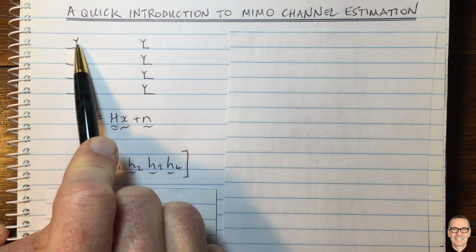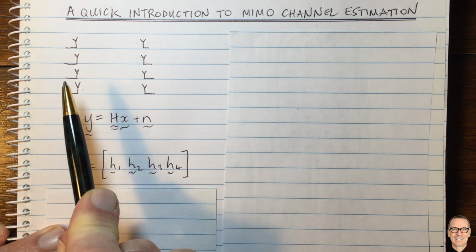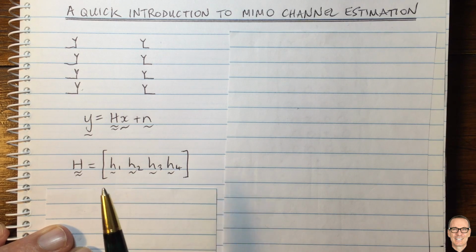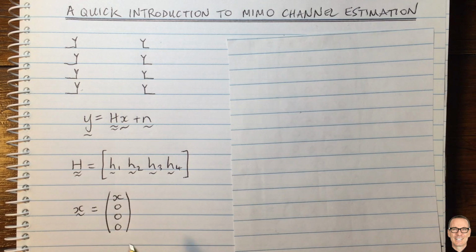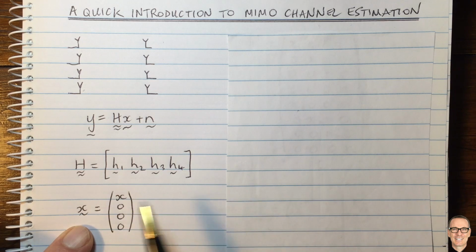And so when we're sending data off the first antenna and not sending anything off the others, then we are looking at the first column of the H matrix. And the X matrix has this form here, where we're sending symbols off the first antenna and nothing off the others. So let's look at that. We'll look at the first column, and all of the other columns are, of course, similar.